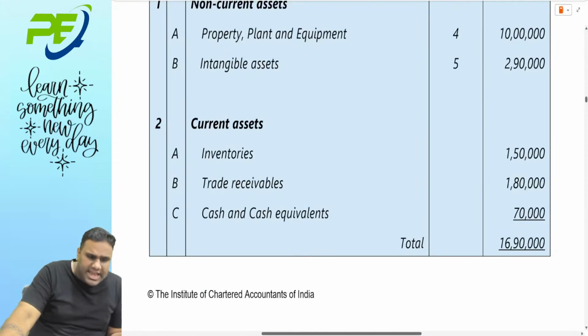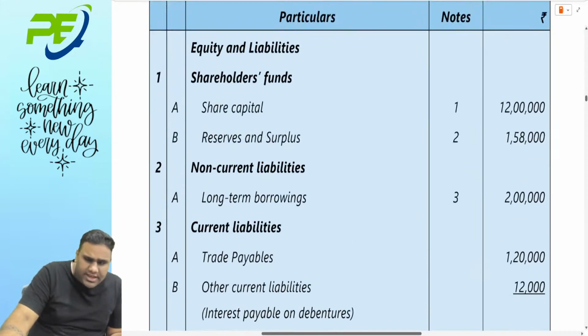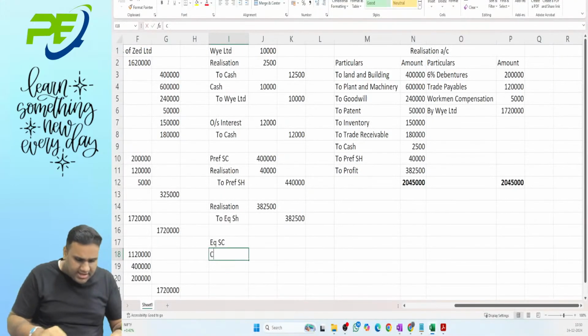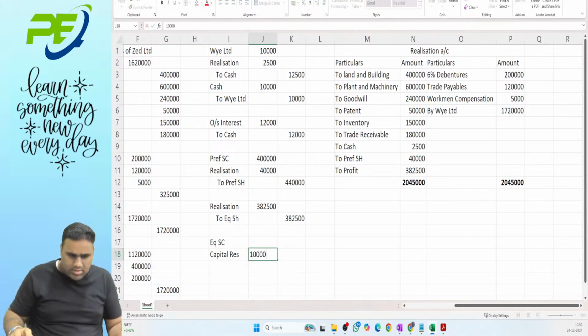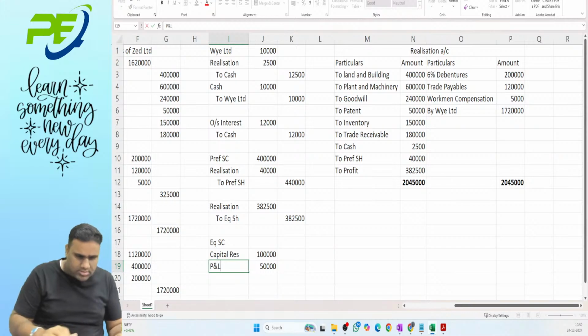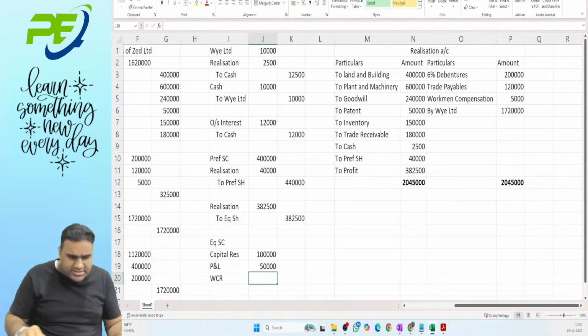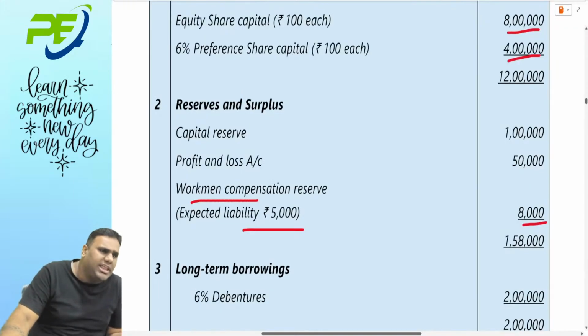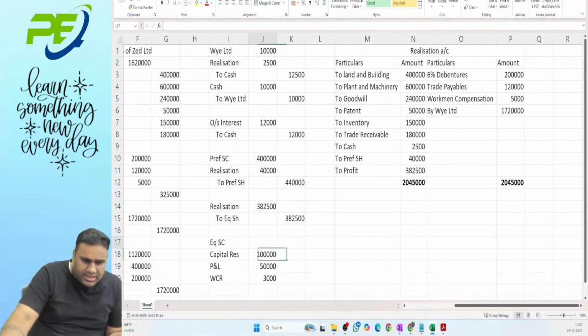Next, Kushali. Very good. Equity share capital. Now check reserves and surplus, note number 2. Capital reserve 1 lakh. P&L 50,000. Workmen compensation reserve 3,000, because out of 8,000, 5,000 is our liability, everyone. Yes. Then equity share capital amount was 8 lakhs.